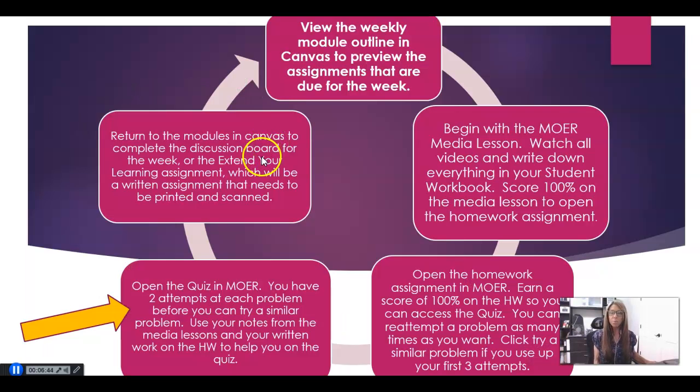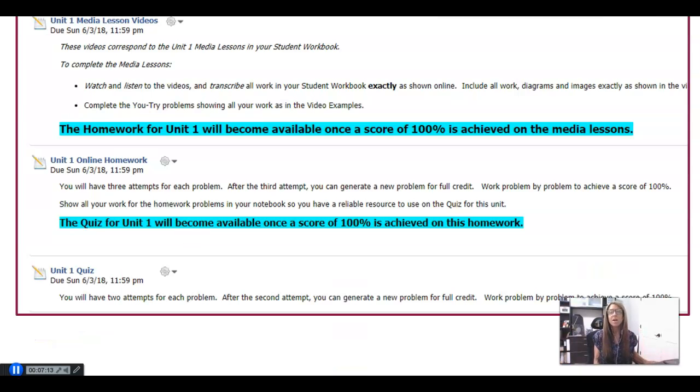Okay, once you finish your homework, you're ready for the quiz. Guess what? You have 2 attempts at each problem in the quiz. If you get a quiz problem wrong, you can regenerate another version of the problem. So you still have the opportunity to get 100% on every quiz. That means there's no reason why you can't always have 100% in your homework category and your quiz category. And if you took good notes during the media lesson and if you wrote down all your steps in your homework, then you have 2 great resources to use when you're taking the quiz. So you'll notice that the quiz becomes available once you score 100% on your homework.